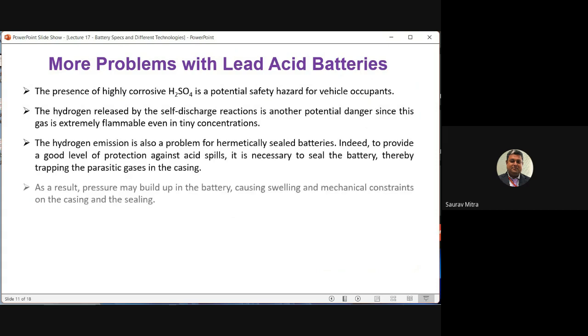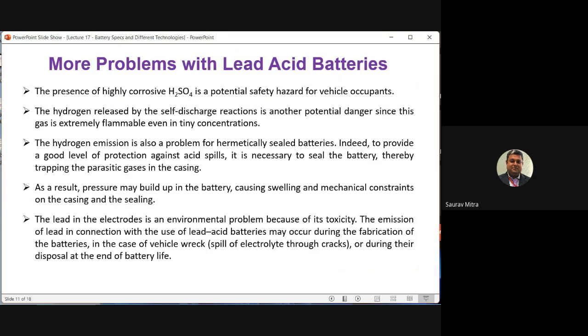More problems with lead acid batteries. So this you can just go through. The presence of highly corrosive H2SO4 is a potential safety hazard. So if the car is facing an accident, in that case, this H2SO4 can spill on the passengers or the drivers. That can cause unnecessary harm.